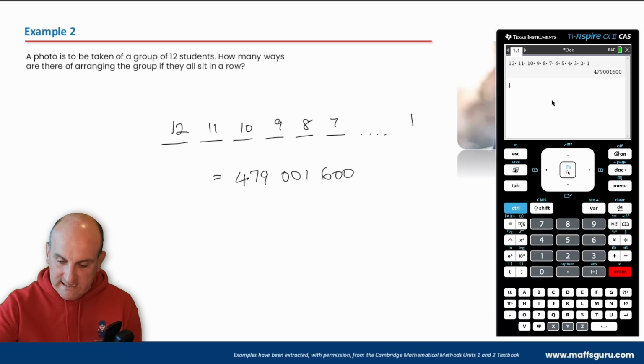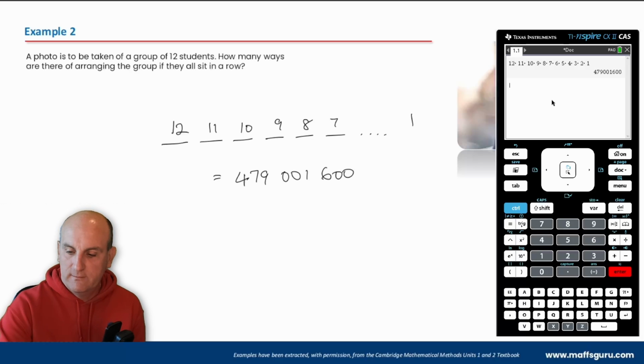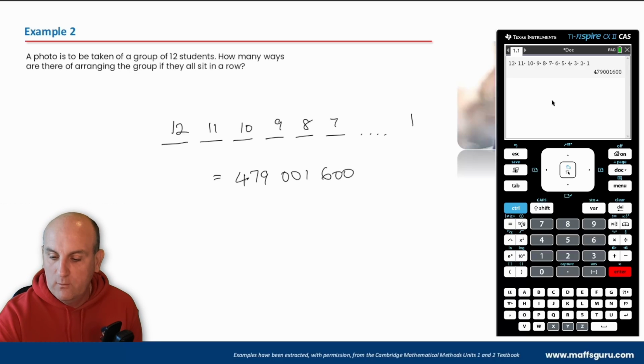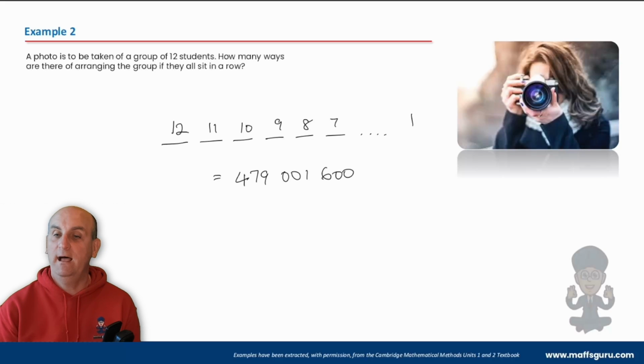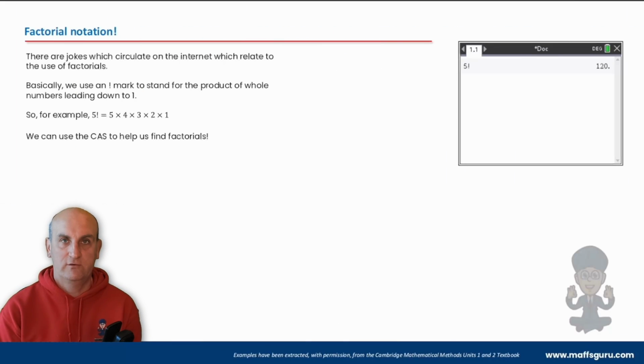Now, what if I had 20 books or 100 books? It would be crazy to assume that I've got to do this on my calculator. Wouldn't it be nice if there was a shortcut? There is, and that's called factorial notation.